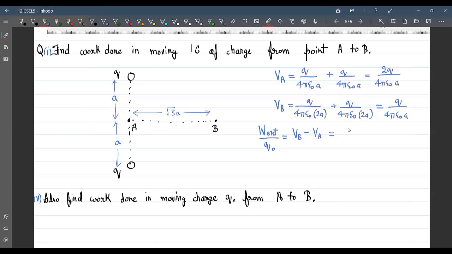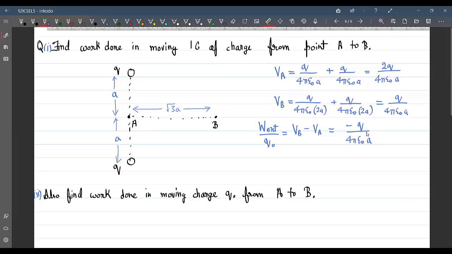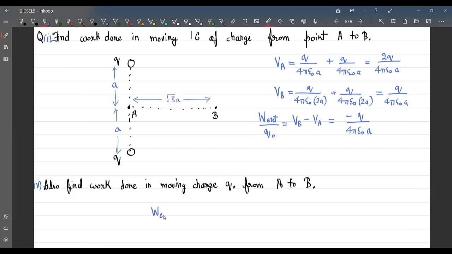Okay, tell me the potential difference. What is the value of VB minus VA? It is 1 minus Q by 4 pi epsilon naught A. Yeah, that is correct. So this is the work done in moving 1 coulomb of charge. If you want to find the work done in moving Q naught coulomb of charge, just multiply Q naught here, because work done by external agent per unit charge is minus Q by 4 pi epsilon naught A.